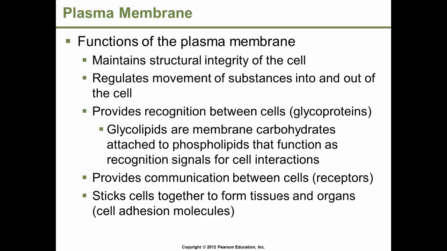Functions of the plasma membrane: number one, it maintains the structural integrity of the cell. Number two, it regulates movement of substances into and out of the cell. Three, it provides recognition between cells, such as the glycoproteins that we looked at on the previous image. Glycoproteins means a carbohydrate attached to a protein.